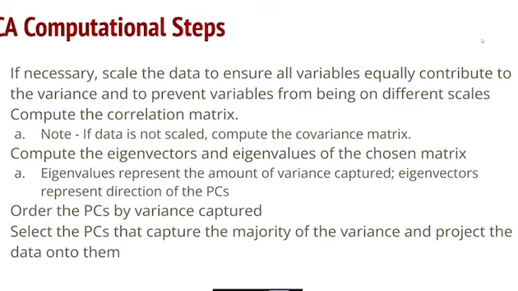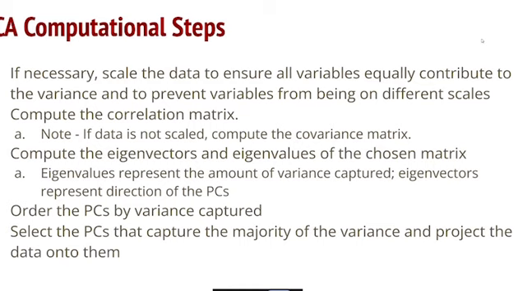And so here are the computational steps of PCA. First, if you need to, you should scale the data. If it's all on the same scale, obviously you don't need to. And then compute the correlation matrix. If you don't scale the data, then you should do the covariance matrix, and you just have to make sure that that's centered, so the mean is around 0.